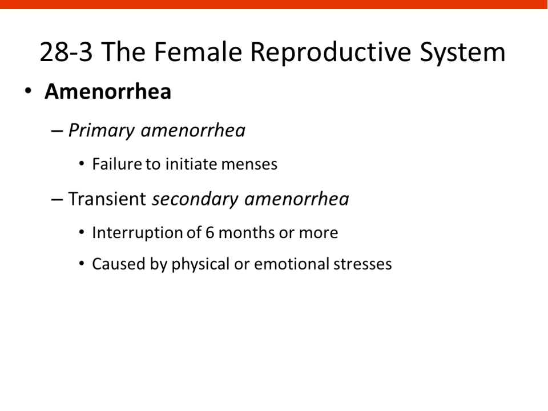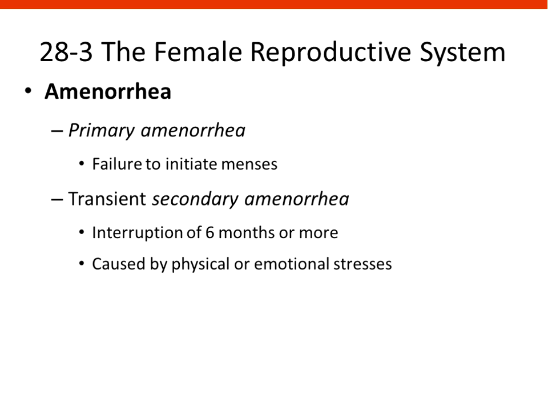Amenorrhea is a failure to menstruate, and there are two types of it. You have primary amenorrhea, or you have transient secondary amenorrhea. Primary amenorrhea is just a failure to initiate menses. That could be as a result of chromosomal abnormalities, like you only have one X chromosome or something like that.